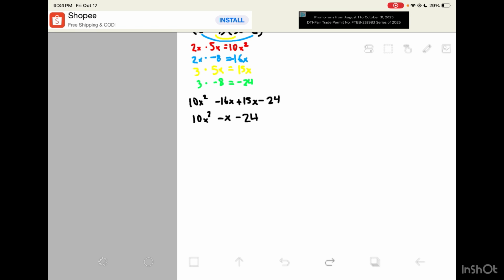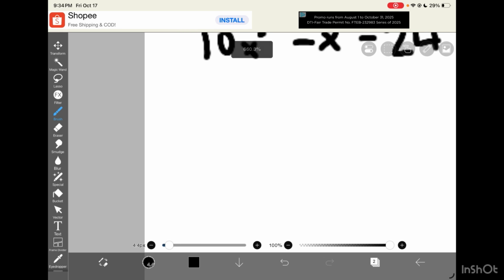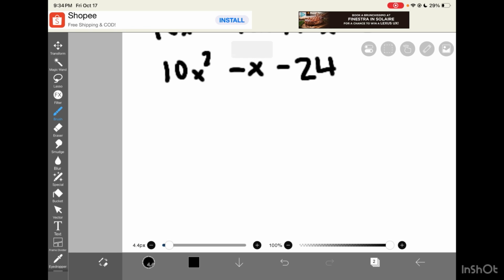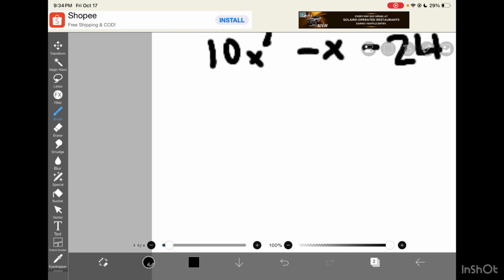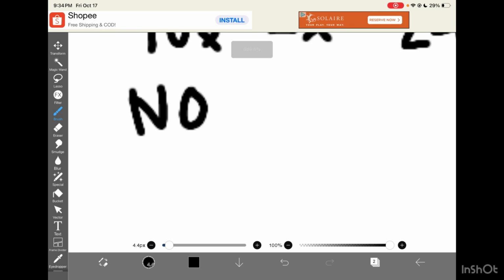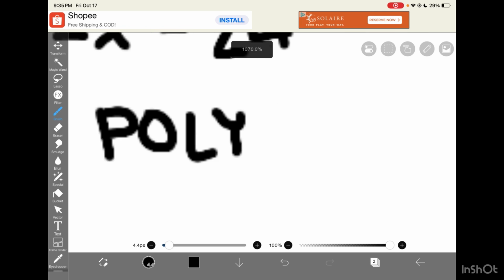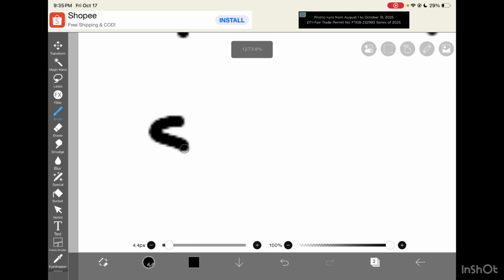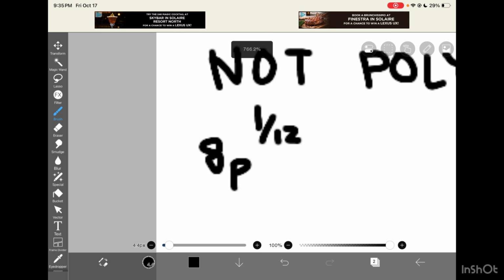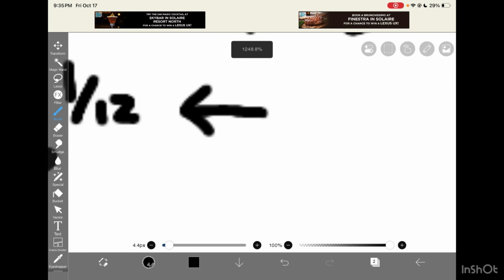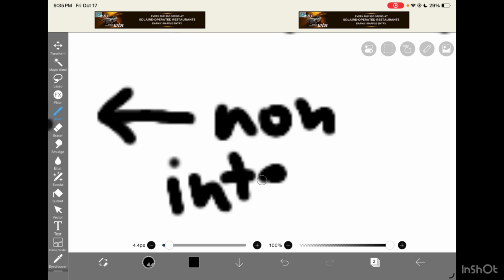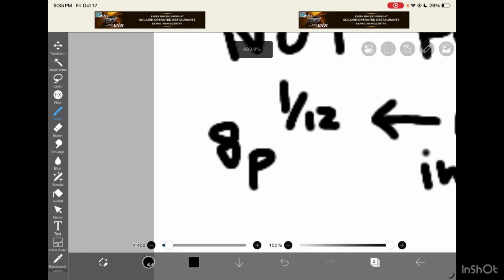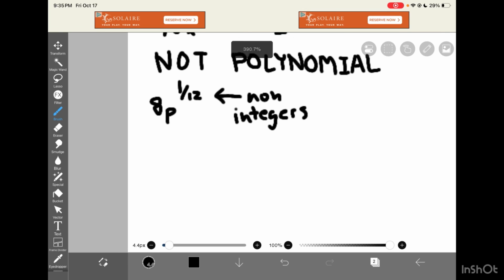So, what makes a polynomial? Basically, you have to watch out for these ones. First and foremost, let's take 8p raised to 1 over 12. If the exponent is not an integer, it's not a polynomial. The reason is, I think, because it turns into an irrational number. So that's why it's not a polynomial.